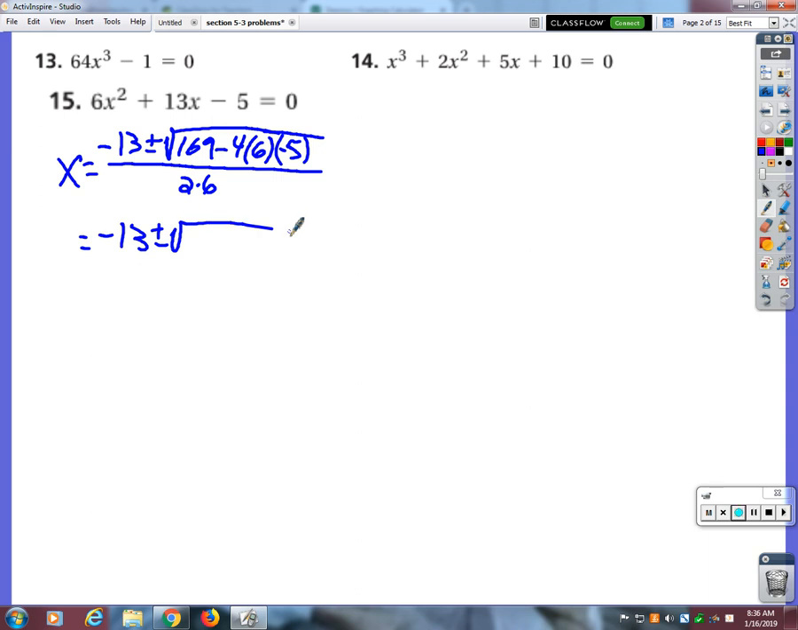Let's see, 4 times 6 is 24, times 5 is 120, so that's 289. What's the square root of 289? I think 17, I'm going to go with. Anybody want to check that? You trust me? Trust me. So you guys could do that on your calculator.